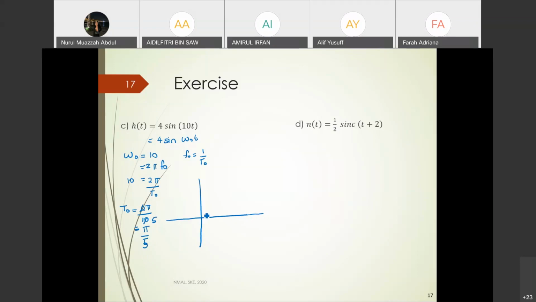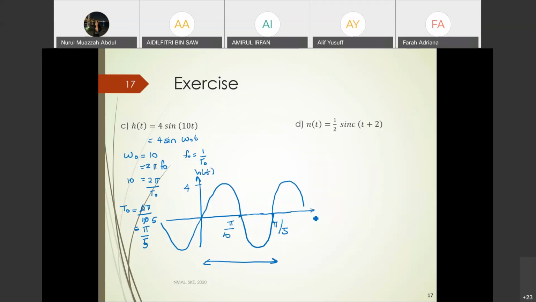So the sine function is actually like this. Of course, we have some more, because the sine function is continuous. So this is one period. One period should be something like this. One period means t naught here, so here should be pi over 5, and the value of the amplitude should be 4. So this is HT. What is the value here? It should be t naught divided by 2, so t naught divided by 2 is pi over 10.